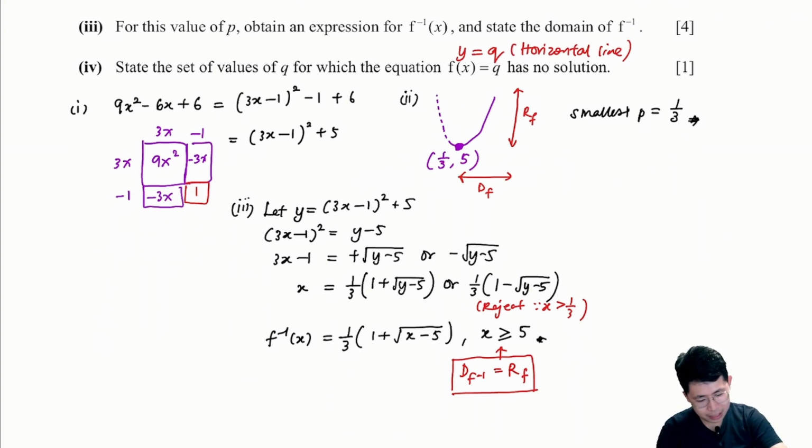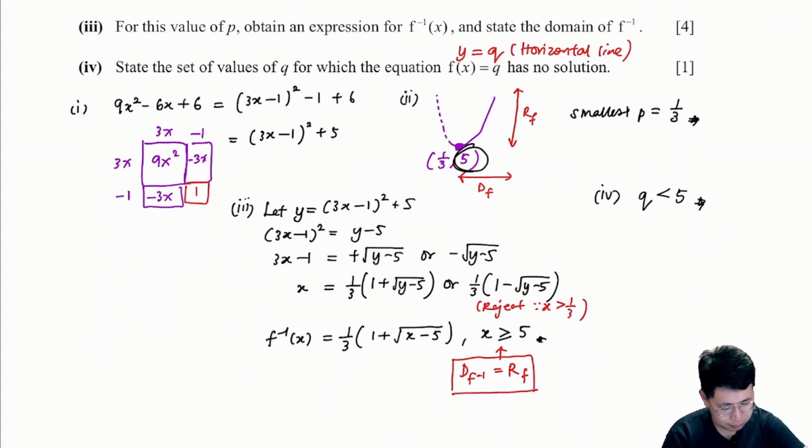So this tells me that the range of value of y, or actually q, must be less than 5. If it's equal to 5, you will touch that curve, but strictly less than 5, coming from this value over here, would be the best. So q must be strictly less than 5.